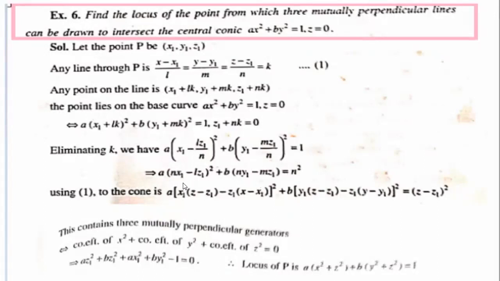Therefore, using this equation and eliminating l, m, n, where l is x minus x1, n is z minus z1, and m is y minus y1, finally we can see that the coefficient of x square plus coefficient of y square plus coefficient of z square equal to 0. So this is the required locus.